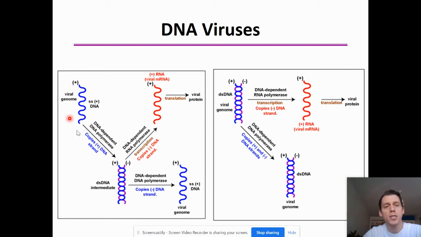So here's the viral genome. It goes into the cell. The cell is going to replicate the other strand. And then this strand is going to potentially make RNA that can then make proteins, and those proteins can then go on to make more viruses. And the same thing with double-stranded DNA. The process is a little bit simpler. This double-stranded DNA is going to use the host cell's own RNA polymerase to make RNA, and then this RNA can be translated to make proteins, and those proteins can come together to make more viruses.